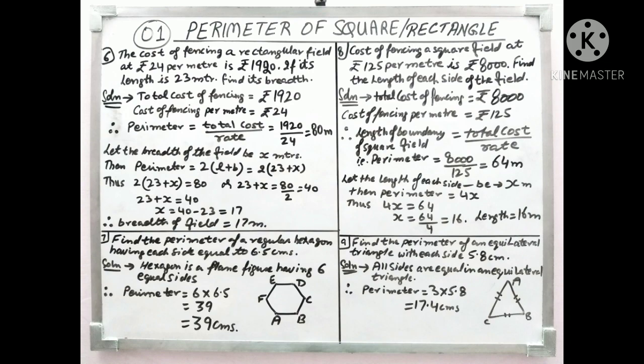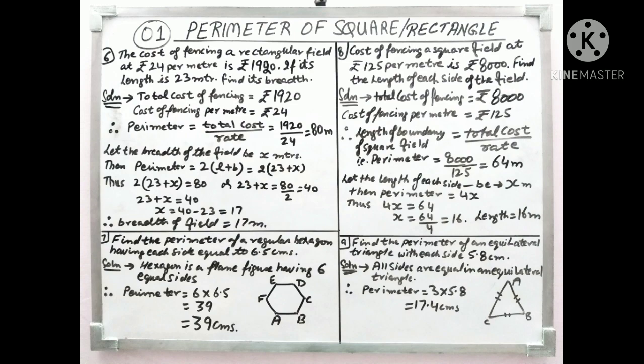23 gets transposed to the other side. It will become minus, and we finally get the answer as x is equal to 40 minus 23, that is 17. So the required breadth of the given rectangular field is 17 meters. I hope you got it.